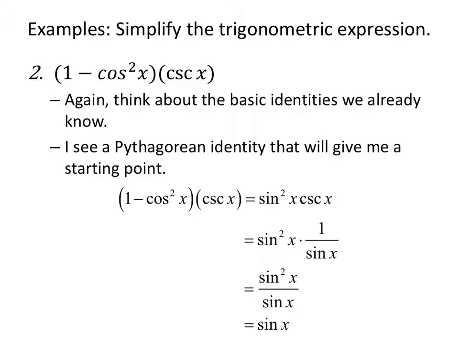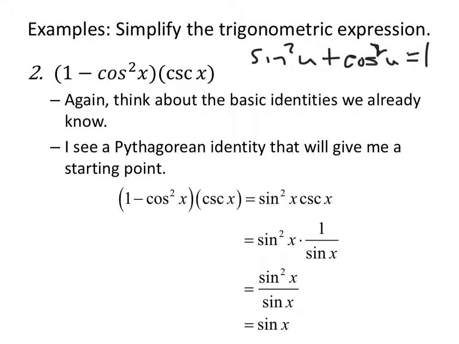Simplify the trigonometric expression, 1 minus cosine squared of x times the cosecant of x. Again, we always think about the basic identities we already know, and I see a 1 with a square, I'm automatically thinking of a Pythagorean identity, and my Pythagorean identity is sine squared of u plus cosine squared of u equals 1. My little 2's just don't work out very well, do they?